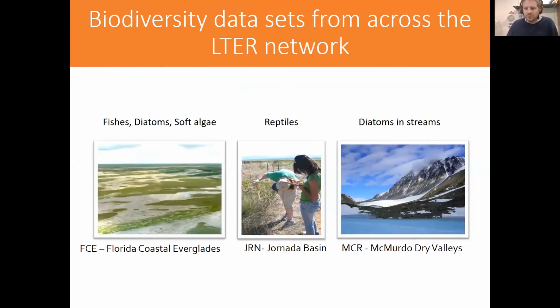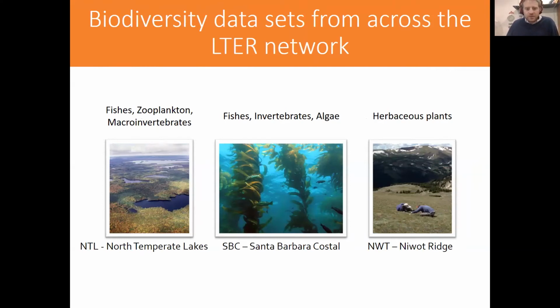The data sets that we currently have some results for include Florida Coastal Everglades, fishes, diatoms, and soft algae. For Jornada, we have reptile data. For the McMurdo Dry Valleys, we have diatoms and streams. For North Temperate Lakes, we have fish and zooplankton, and I don't think we used the macroinvertebrate data for this analysis. For Santa Barbara Coastal Reserve, we have a lot of different data sets, and it includes fishes, invertebrates, and algae. And in Iowa Ridge, we have our herbaceous plant data set.